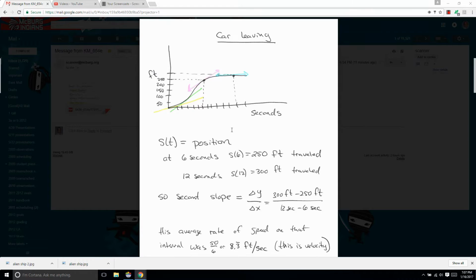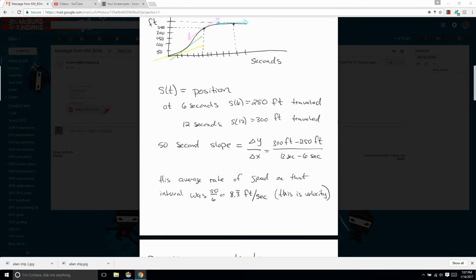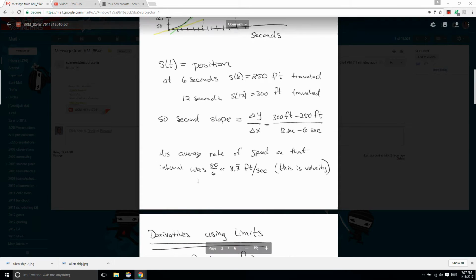So let's do a secant problem. So I picked 2 points here. At 6 seconds, S of 6 was 250 feet. And at 12 seconds, S of 12 was 300 feet. And so we talked about the secant slope here. So all we did was the differences in the y's over the differences in the x's. We got 50 over 6, which is 8.3.